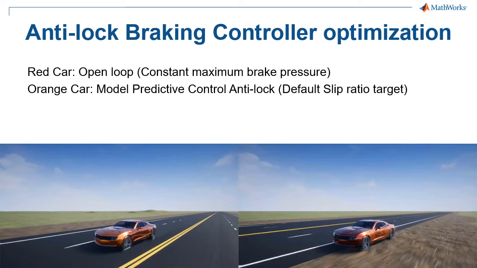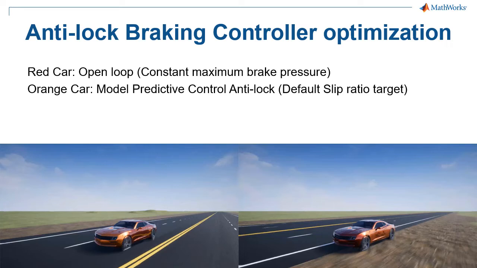First, let's have a look at a comparison between a car with a constant maximum brake pressure. In other words, when you just press down on the brake pedal and you don't have any active braking assistance. And let's compare that to a model predictive control anti-lock system, where we use a default slip ratio target.